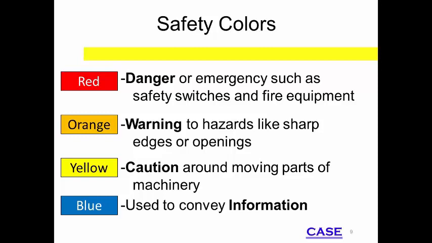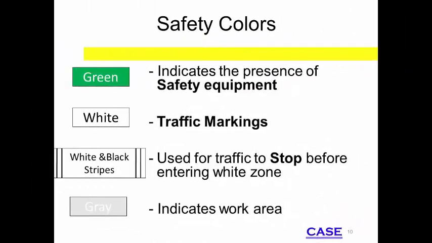Red markings denote danger. Orange markings identify hazards. Yellow markings highlight moving parts. Blue markings draw attention to information. Green markings signify safety equipment. White is used for traffic markings. White and black are often used in a striped pattern to warn you to stop before entering a work or traffic area. Gray paint marks work areas.